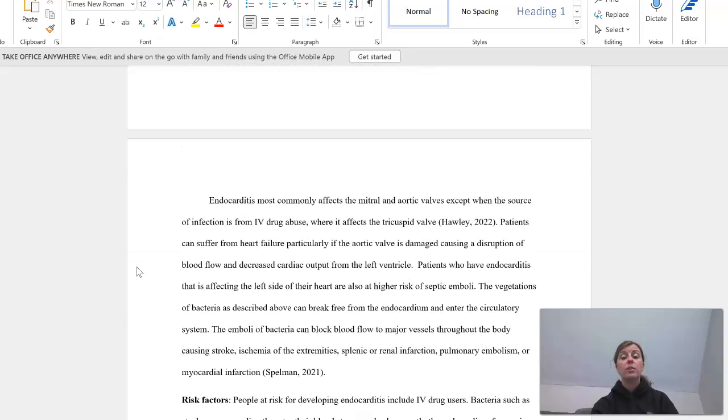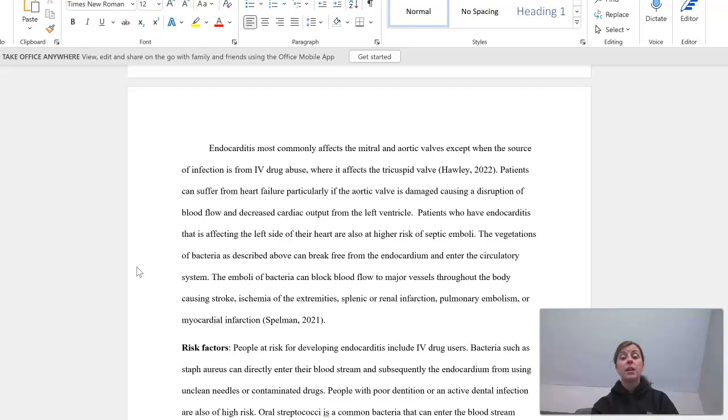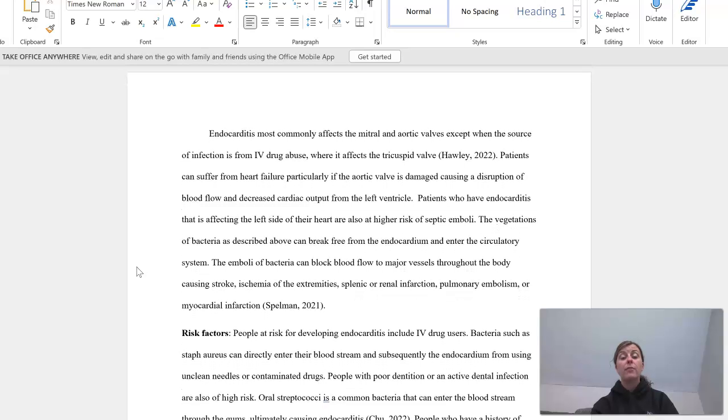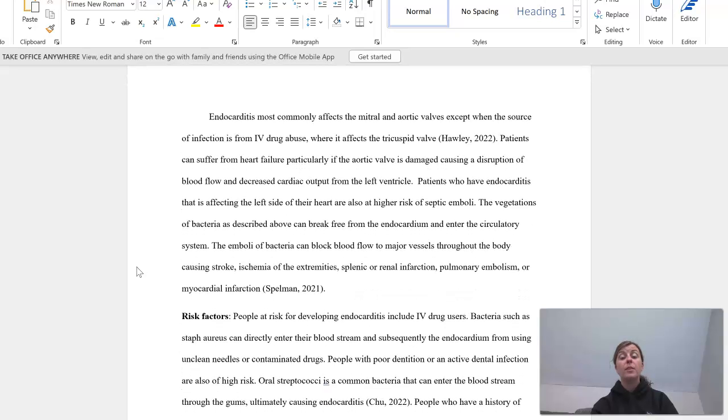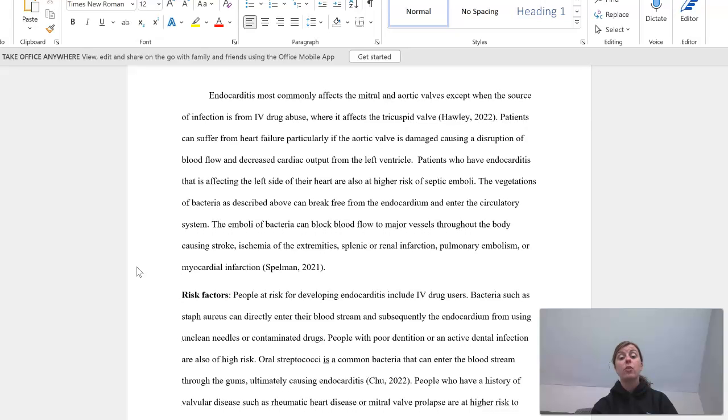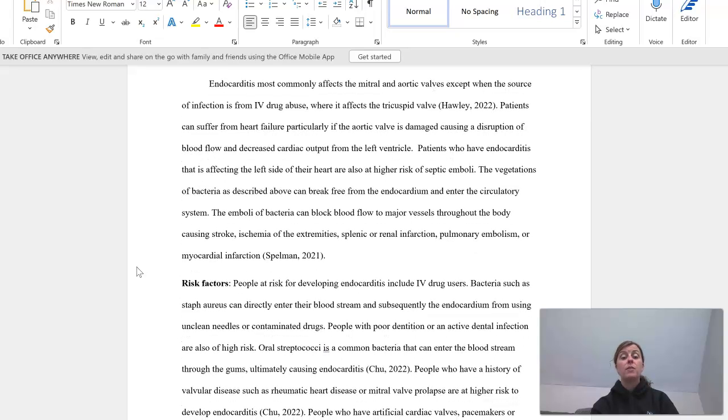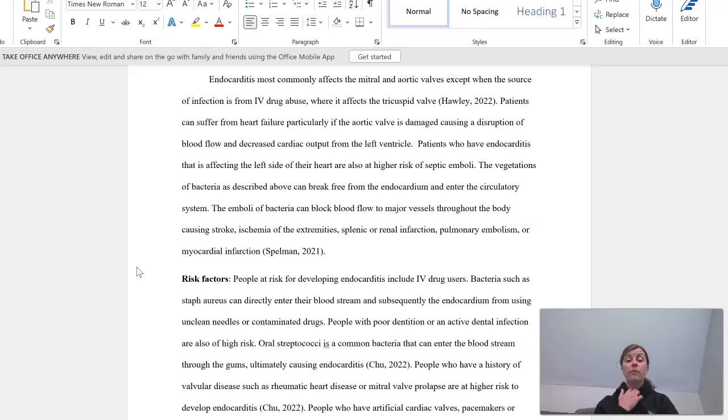So endocarditis mostly affects the mitral and aortic valves, with the exception of IV drug users, where typically we'll see the infection in their tricuspid valve. Patients can suffer from heart failure, particularly if the aortic valve is damaged, because there's a disruption of the blood flow and a decreased cardiac output of the left ventricle.